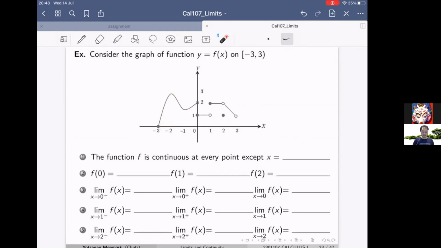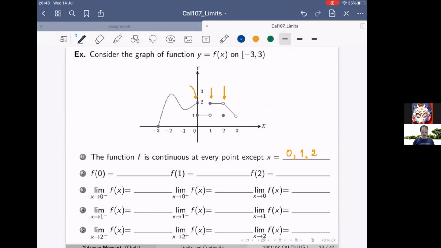However, at some places your function really is tearing apart. For example, at this point, you see x equals 0, x equals 1, x equals 2. All these places, your function is not continuous. So it means that your function is continuous at every point except x equals 0, x equals 1, and also x equals 2.